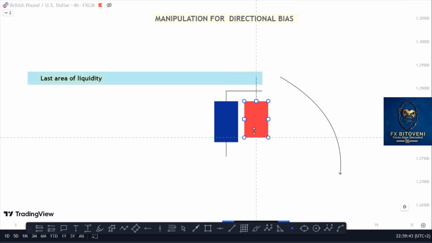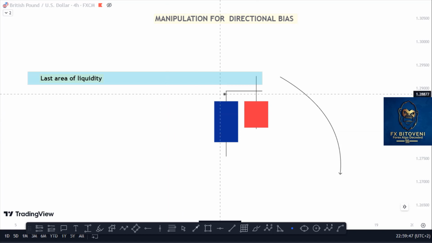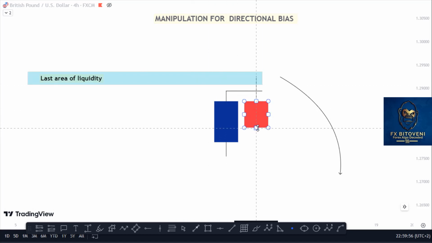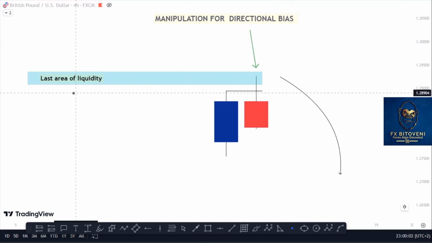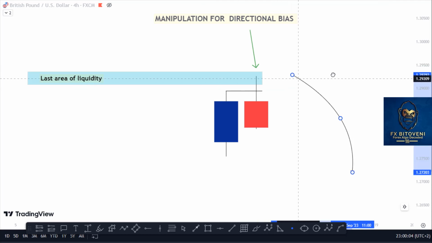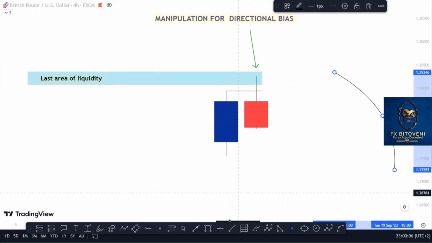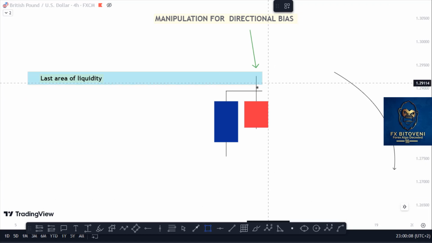If it doesn't happen and it closes something like this, we call it attempted manipulation. It was attempting to perform a full manipulation. Now here, as long as we see this manipulation from our last area of liquidity, we know the next candle after this one must be a bearish candle.